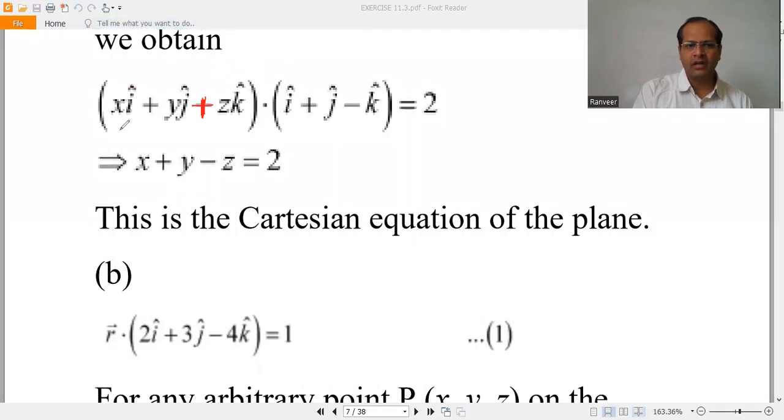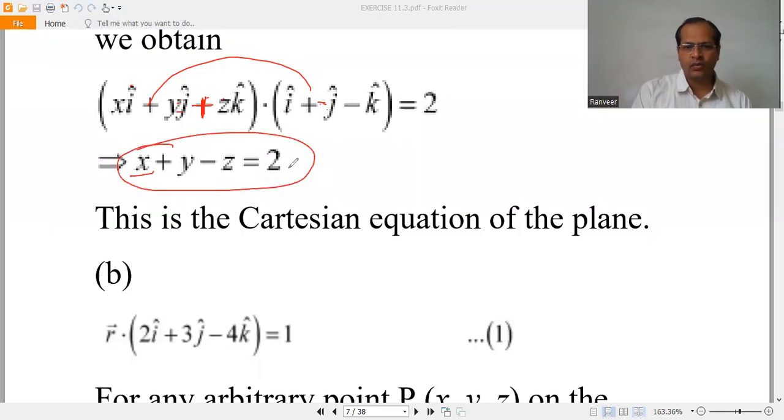So i dot i is 1. So this is x, this is y, and here this sign is minus, that's why this is minus z into 1, that is z. This is the Cartesian equation of the plane.